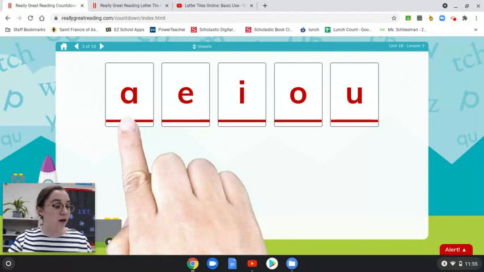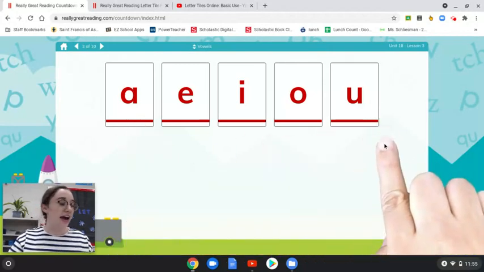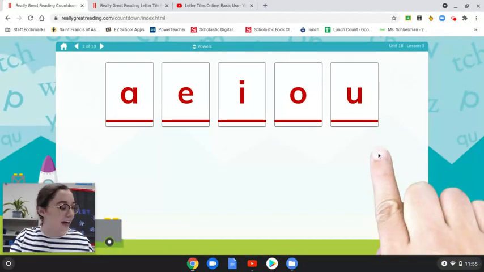Remember, our vowel letters are red and our consonant letters are black. When we see the vowel consonant pattern, it will just have one red letter by itself, and that red letter will have at least one black letter after it.